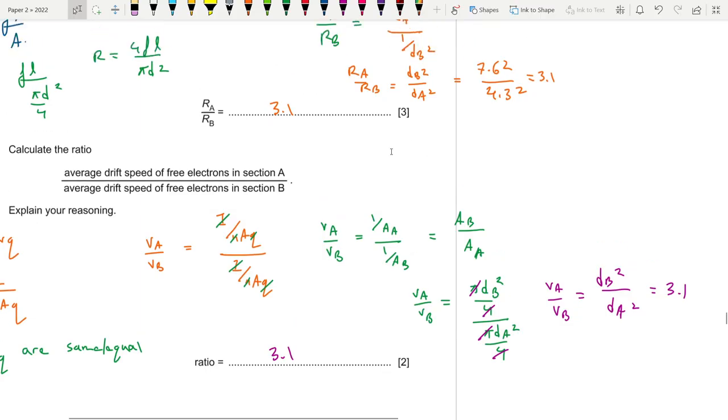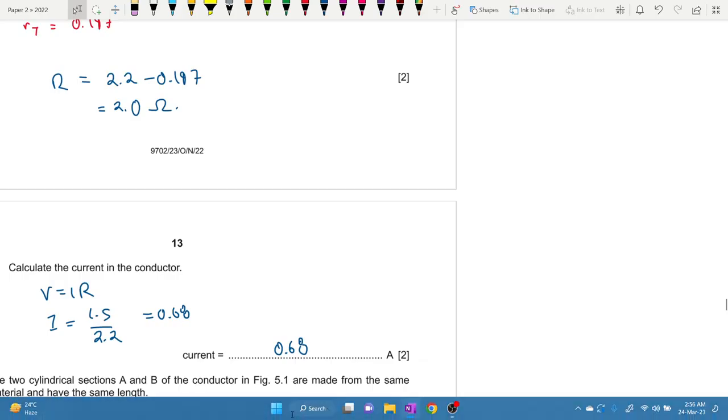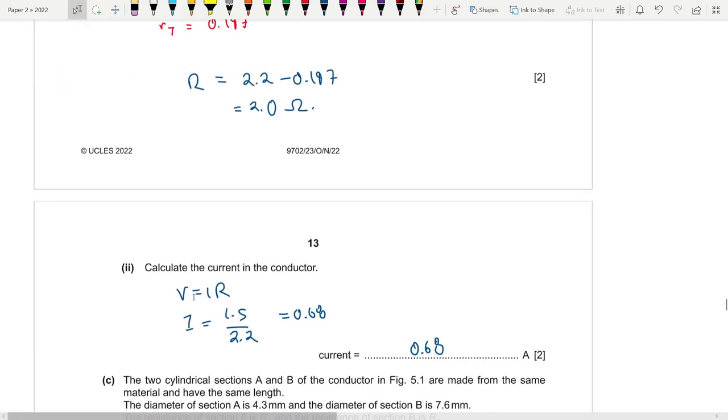Anyway, there were also other ways to solve part 2 which I don't prefer. You can check that in the mark scheme, but I wouldn't honestly recommend those. Do you guys get that? They're much more complicated and more time consuming.